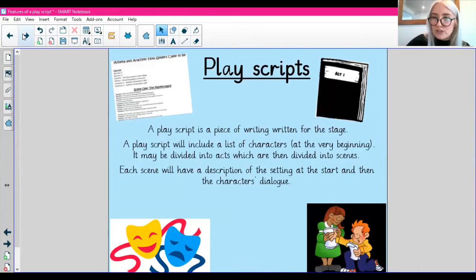So, of course, as we spoke about yesterday, a play script is a piece of writing that is written for the stage. A play script will include a list of characters at the very beginning. It may be divided into acts, which are then divided into scenes. Because remember, a play script is acted. It's for the actors, so they know what they're doing. Each scene will have a description of the setting at the start and then the character's dialogue. Okay, so we've had a little look at a play script yesterday. We're going to continue to develop our knowledge of them today.